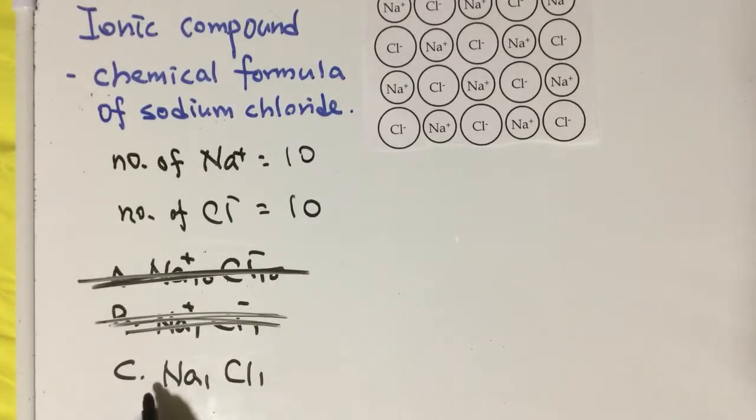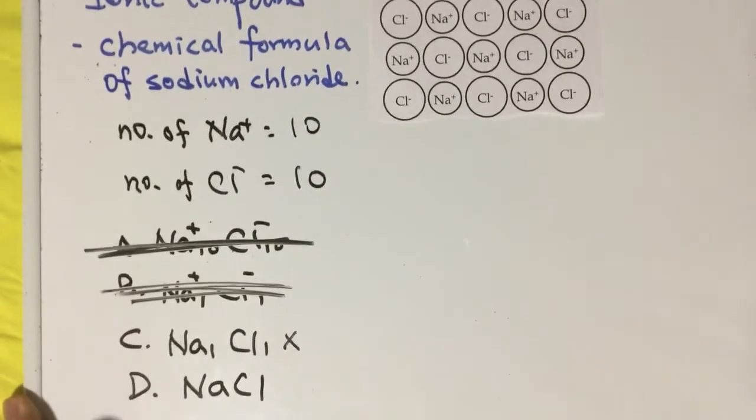So C, let's take a look. Sodium 1, chloride 1. Right? We ignore the charge. We omit the charge of the ion. However, this is also incorrect. The correct one should be NaCl.